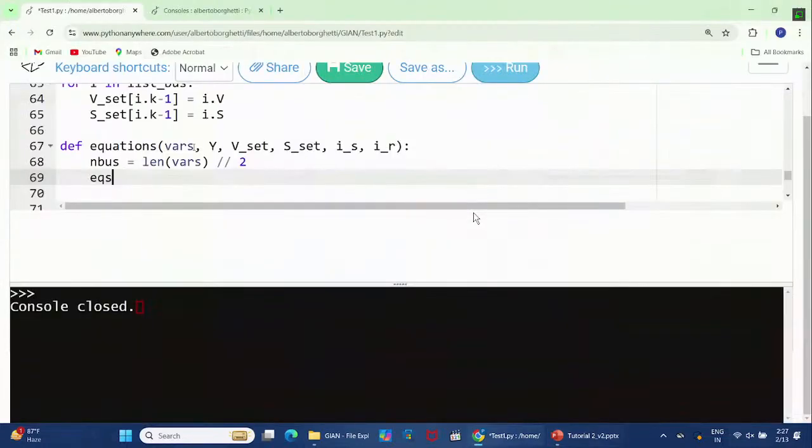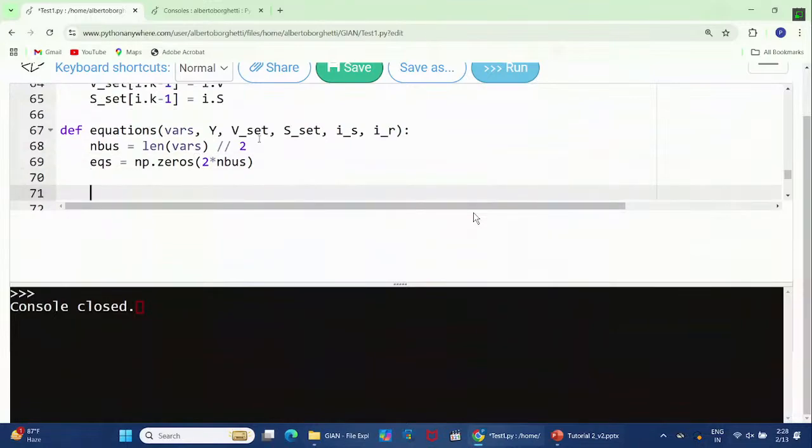We need to store this value because it is used by the solver. And at first we need to initialize. So I will initialize these arrays as np.zeros at the beginning, and then we will fill them. Since there are 4 variables, we need to write 4 equations. So they will be 2 times n_bus. So these are the equations.